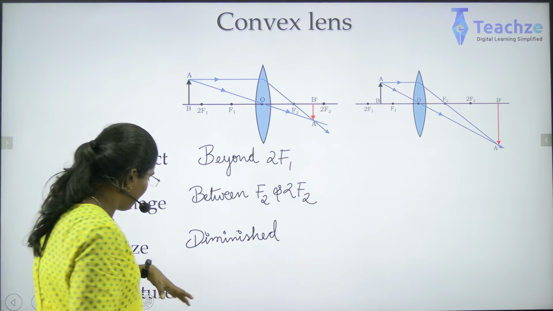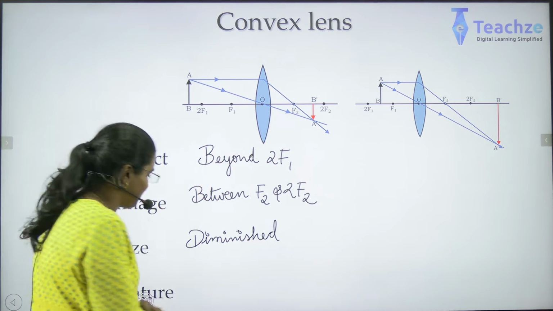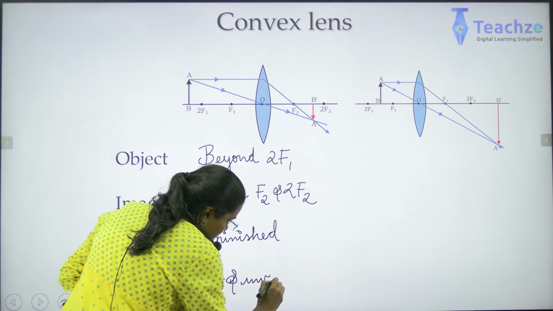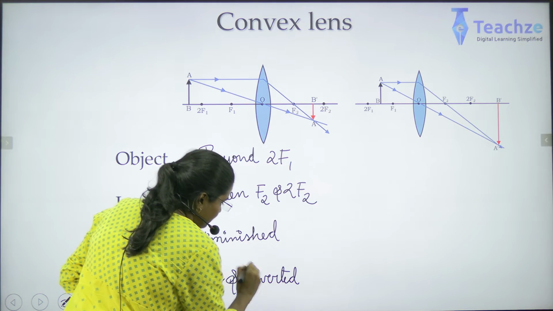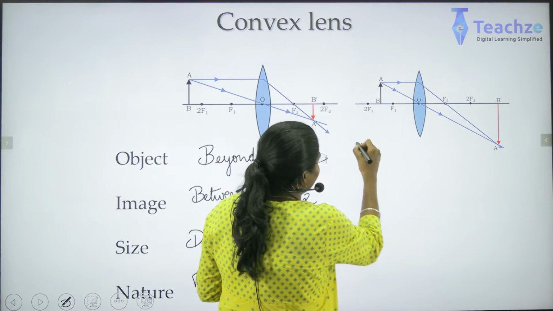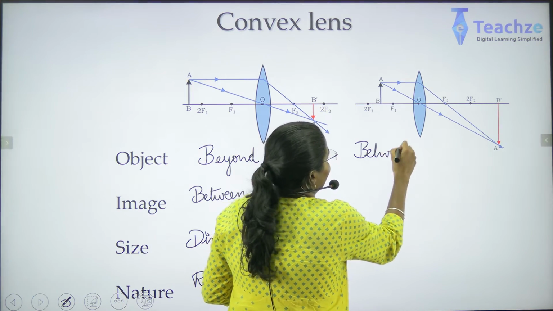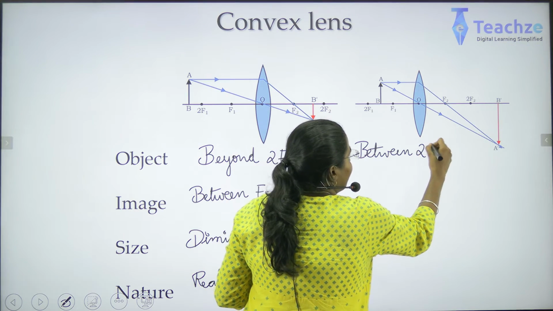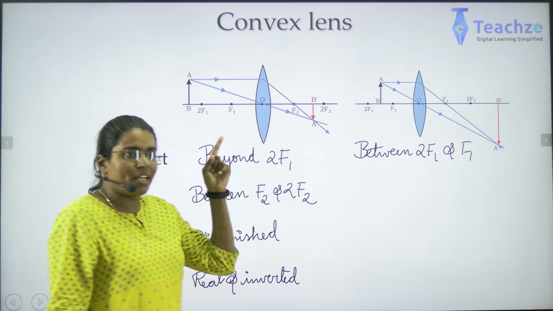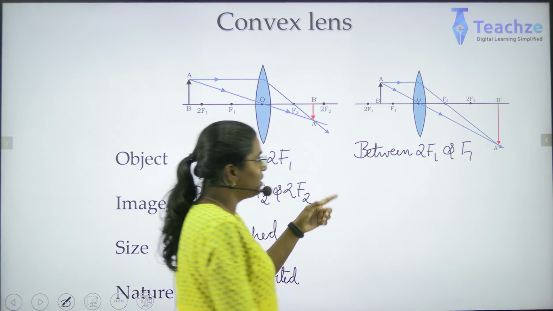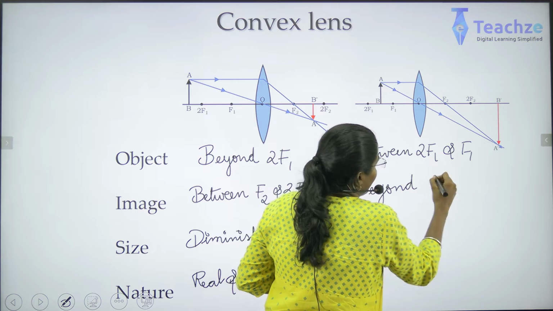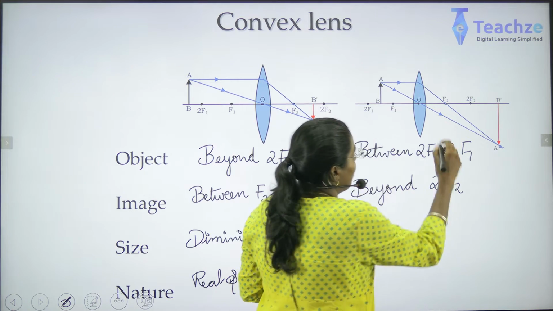Diminished. Nature, it is inverted, so real and inverted. Good. The opposite again. So my object is between 2F1 and F1 itself. Okay, so my image will be beyond 2F2.